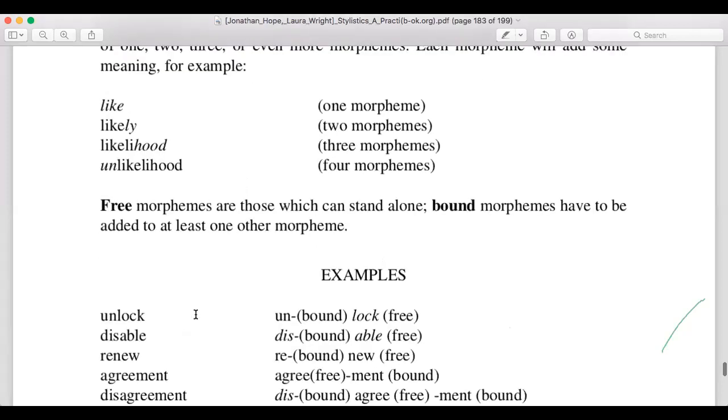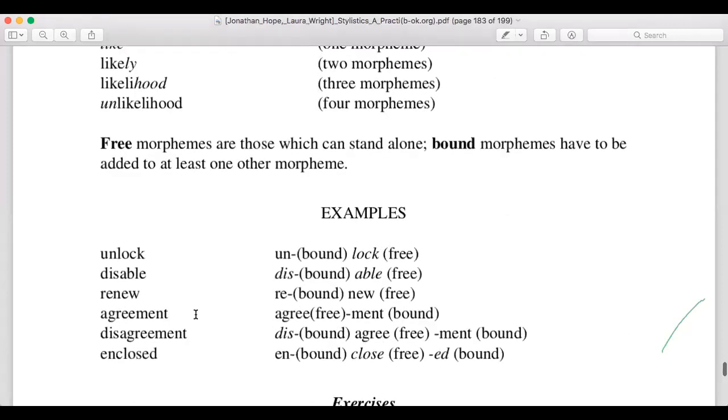So here in your book also, it's written, and I've already defined it. Free morphemes are those which can stand alone. Bound morphemes have to be added to at least one other morpheme to become meaningful. There are more examples. Unlock, where un is bound. Un cannot stand alone and lock can stand alone.